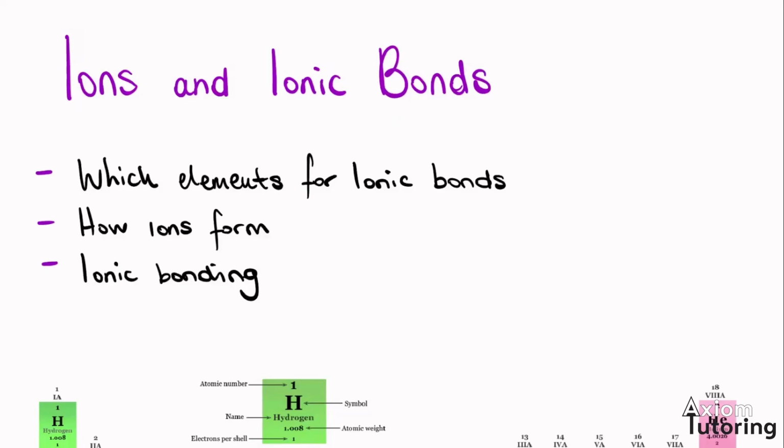Hi everyone, I'm Alison. Today we're continuing with fundamental chemistry for biology. We'll be looking at ions and ionic bonds. We'll have a look at which elements are able to form ionic bonds, how ions are formed, and how they're able to bind together to form bonds.